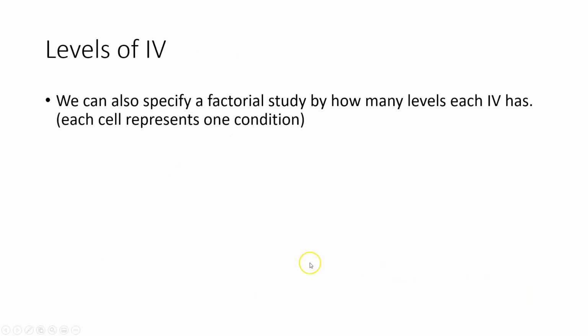So we can also specify a factorial study by how many levels each IV has. I'm going to show you an example of drawing this out using little tables, little boxes, and each cell will represent one condition. In the most simple kind of factorial ANOVA, you might have a 2 by 2. What that means is you have two independent variables, and each of them has 2 levels.